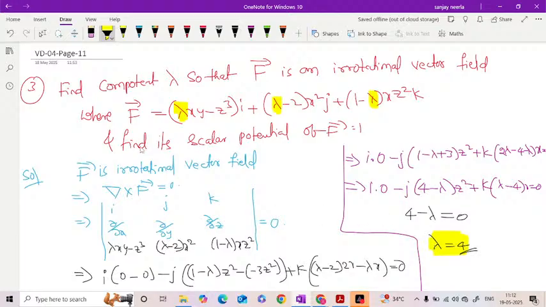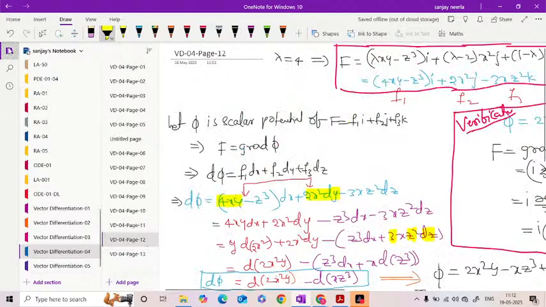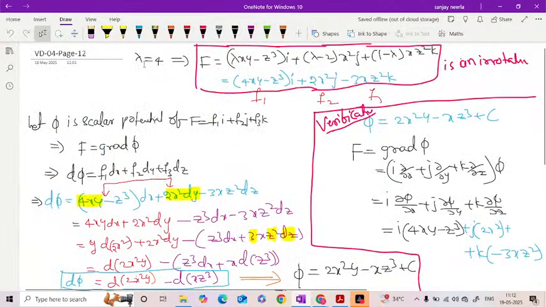The next question is a sub question: find its scalar potential field. That is the second sub question. Here lambda is equal to 4, which means the given vector f is (4xy minus z cube) I plus 2x square j plus 3x z square k. From this given vector we have to find the scalar potential field of f.